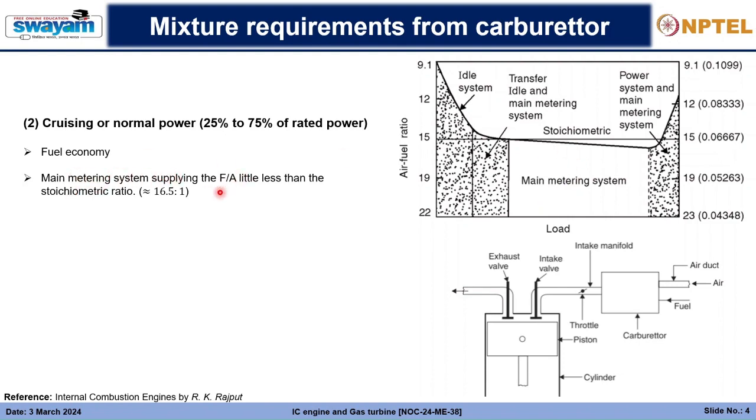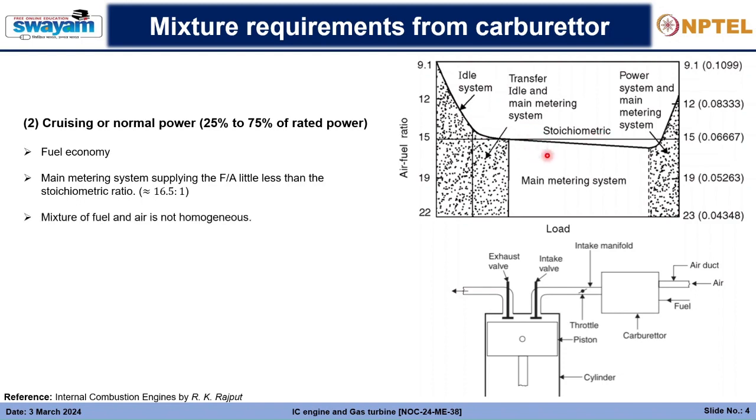So the main metering system supplies the fuel air ratio a little less than the stoichiometric ratio, or the air fuel ratio is a little higher than the stoichiometric ratio, that is 15 to 1. You can see this. The air fuel ratio should have been at the stoichiometric ratio, but the air is supplied in a little excess. Why so? Let us see.